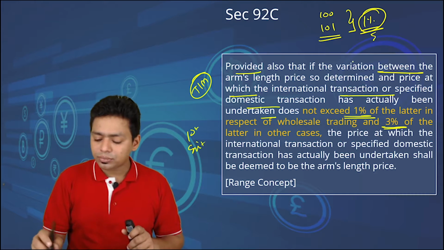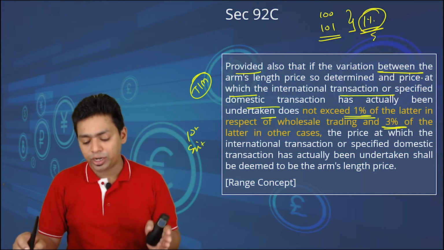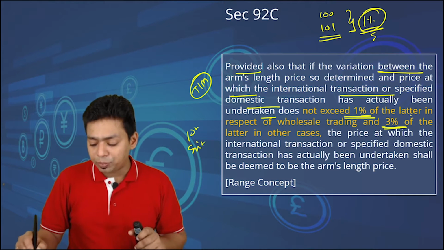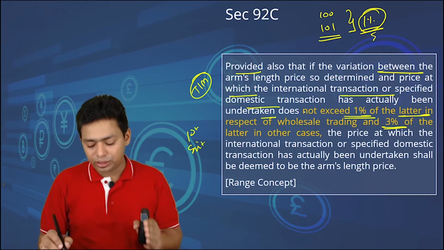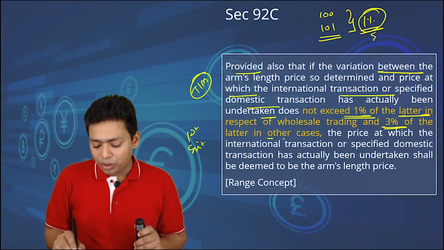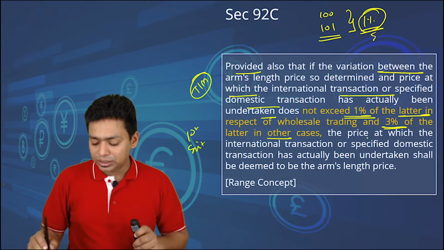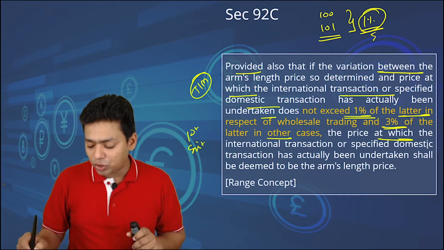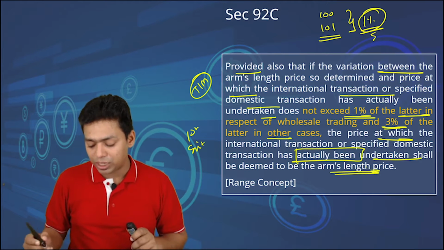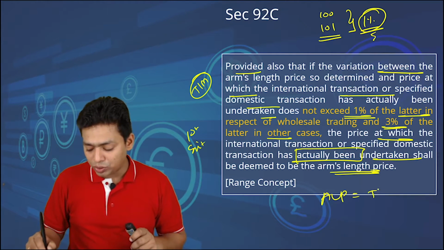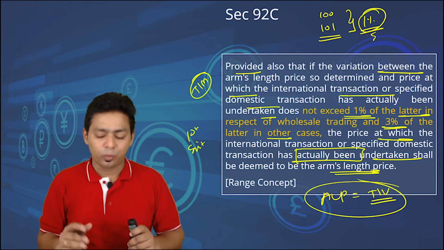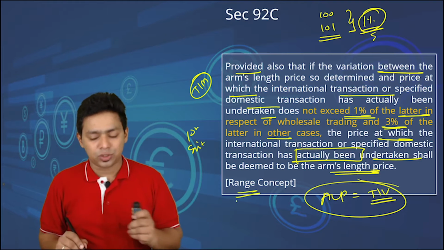Provided that if the variation between the arm's length price so determined and the price at which the international transaction has happened does not exceed 1% of the latter, that is 1% of the arm's length price for wholesale trading and 3% for any other cases, please understand, the price at which the transaction or specified domestic transaction has actually been undertaken shall be deemed to be the arm's length price. So arm's length price is equal to transaction value, not computed value. I hope you understand this. This is also called the range concept.